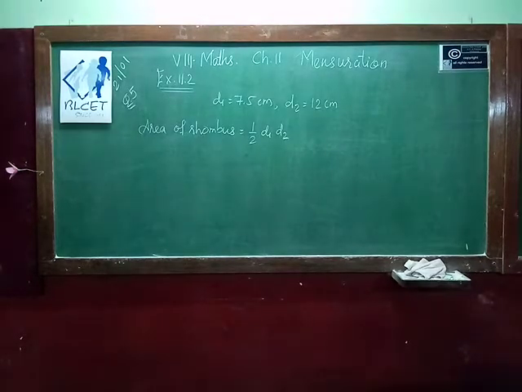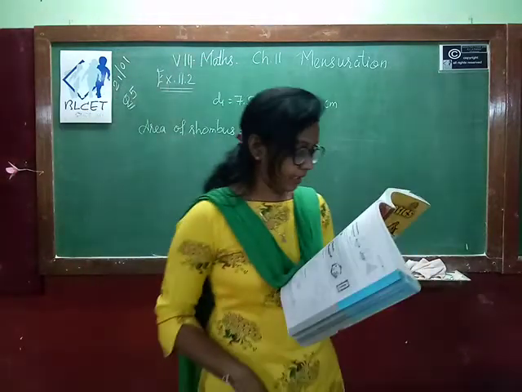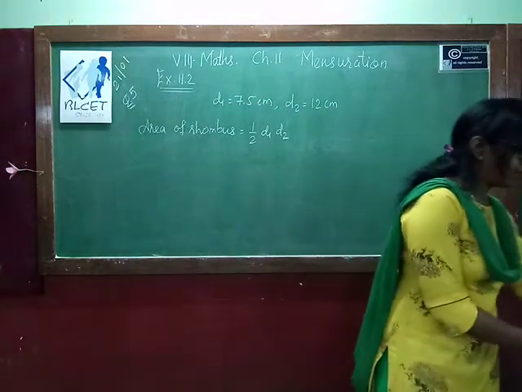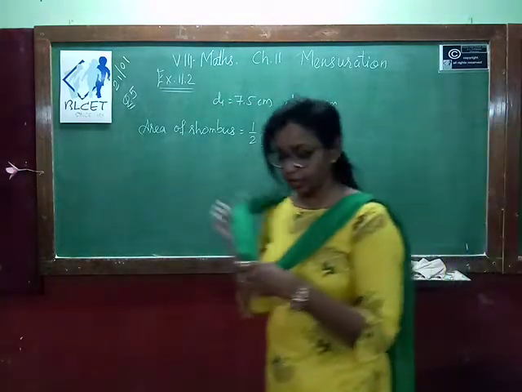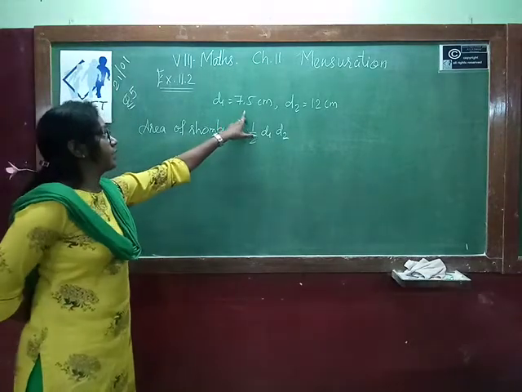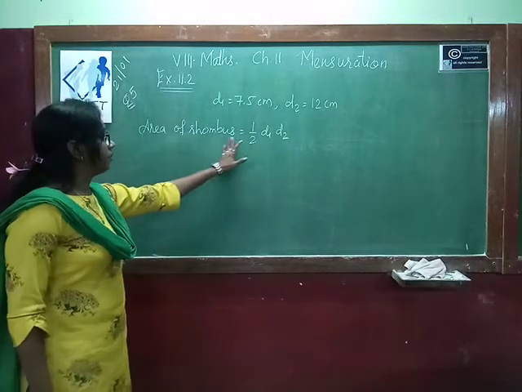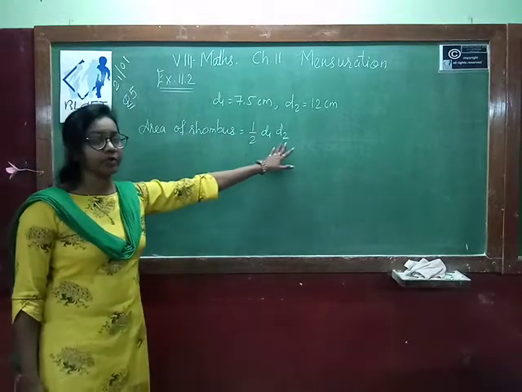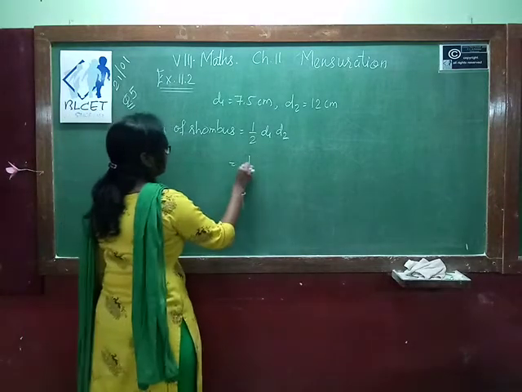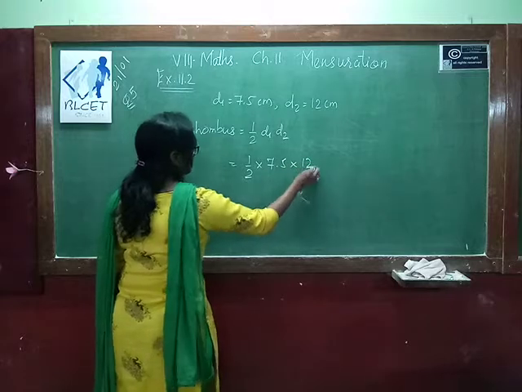See the fifth question. The diagonals of a rhombus are 7.5 centimeter and 12 centimeter. Find its area. Simply in such kind of questions we have to use the formula and substitute the value. So what is given? D1 is given 7.5, D2 is given 12 centimeter. Both are diagonals and area of rhombus is equal to what? 1/2 D1 into D2. This is the formula to find the area of rhombus. So substitute the value. 1/2 D1 is 7.5 and D2 is 12.